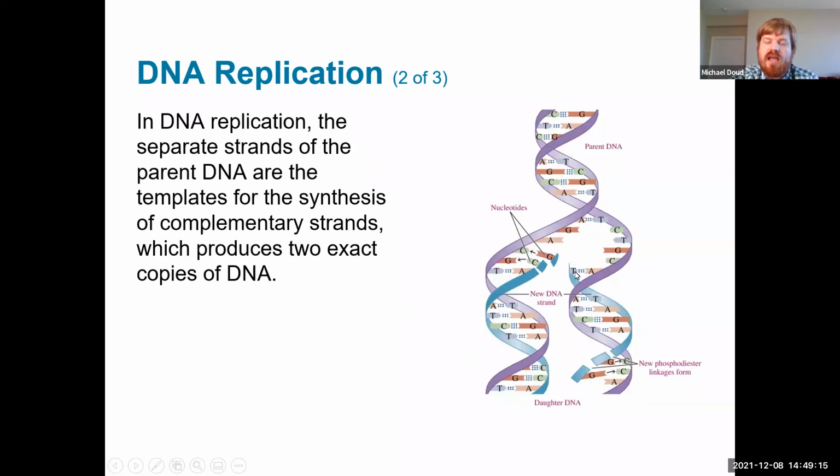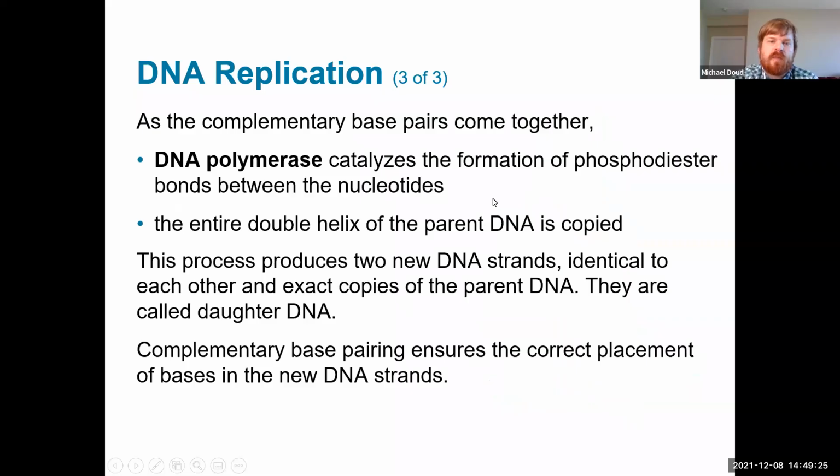So this is the parent DNA. It gets unwound, and we form 2 new strands based off of the 2 original strands from the parent DNA. So what ends up happening is you get 2 perfect copies of the DNA. So complementary base pairs are put into the location, and DNA polymerase basically catalyzes the formation of the phosphodiester bond. So this way, the entire double helix of the parent DNA is copied into 2 new DNA strands. They're identical to each other, and they're exact copies of the parent DNA.